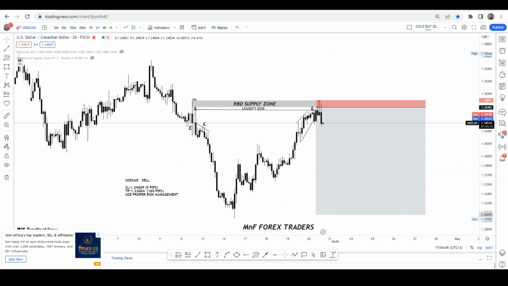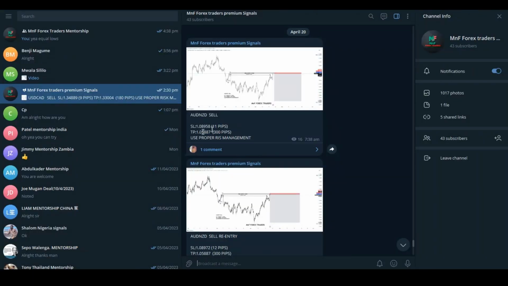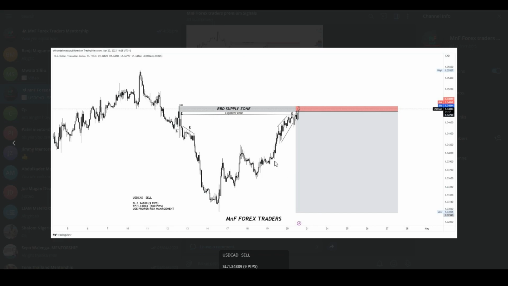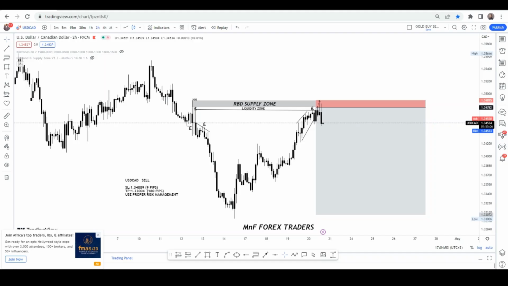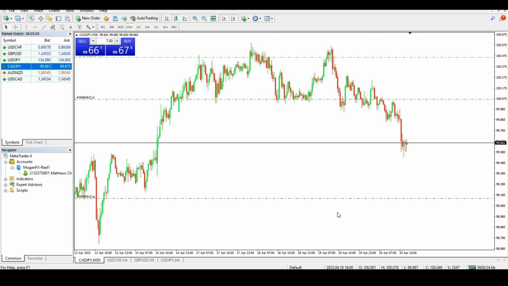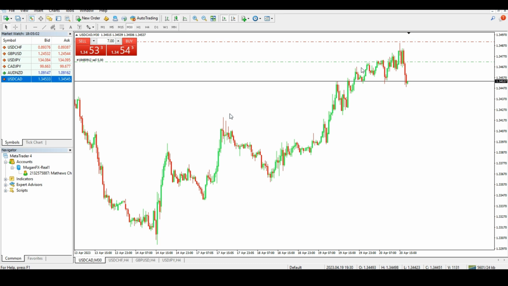And all this was shared in our private community. Let me just show you. The USD CAD trade is this one right here, and you can see that it has dropped so far about 35 pips right here. And the person that entered this particular trade, you can see that's a trade right there, and we're just waiting for it to actually continue to drop.